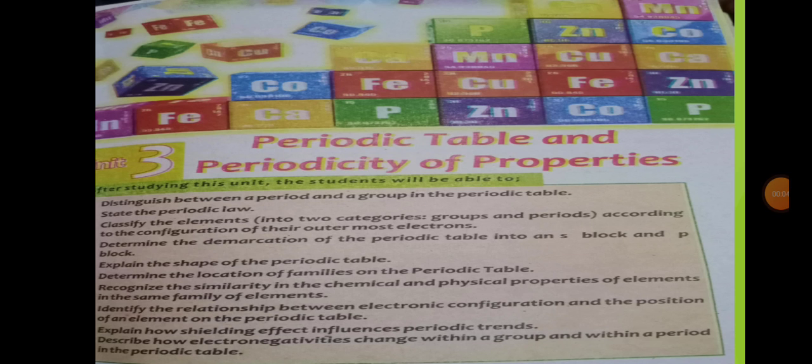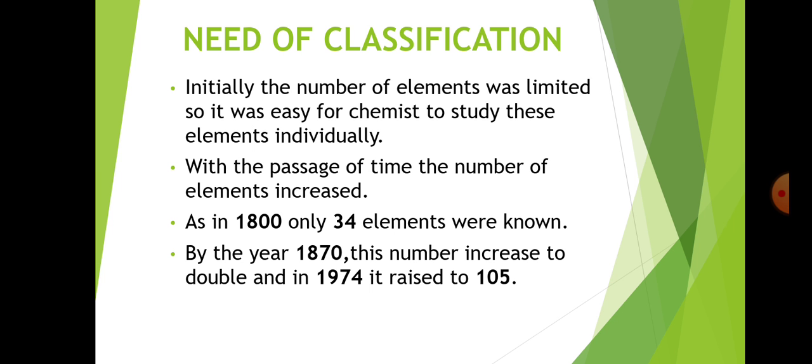Today we are going to discuss the third chapter, which is about the periodic table and the periodicity of the properties. But before studying the periodicity of properties, first of all we discuss the history of the periodic table. So the need for classification means that initially the number of the elements was limited, so it was easy for the chemists to study these elements individually.